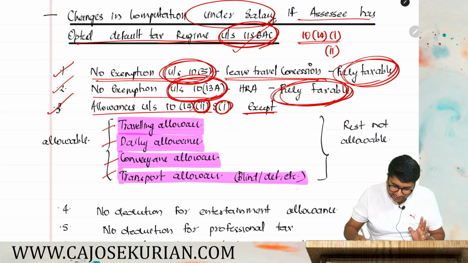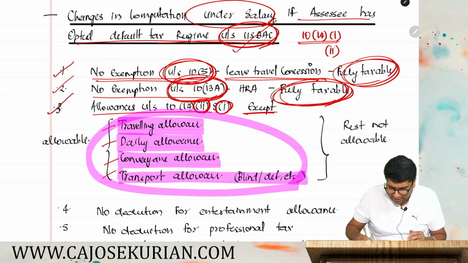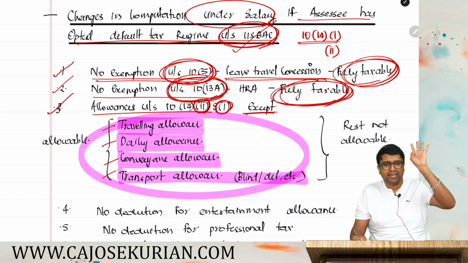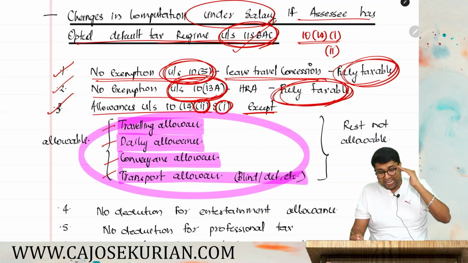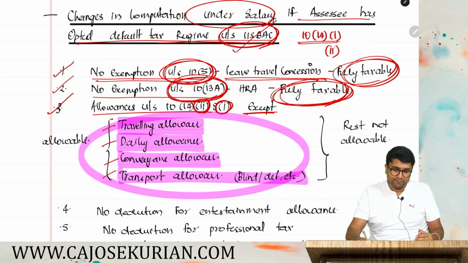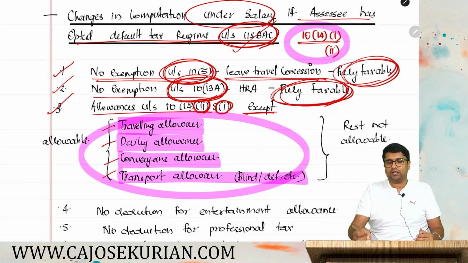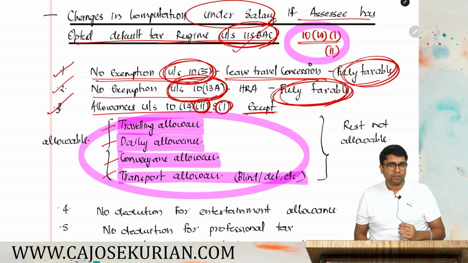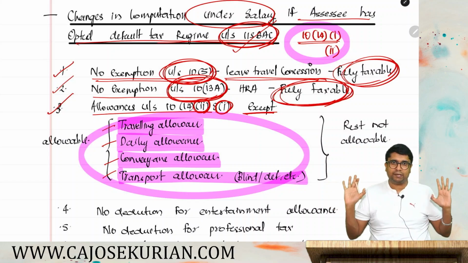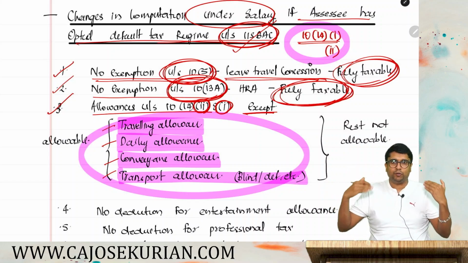So what is the speciality? These 4 can be claimed even if the assessee has opted for 115 BAC. You can claim exemption for these 4 even if the assessee has opted for 115 BAC. Except these 4, the assessee cannot claim any other exemptions mentioned under 10 subsection 14, clause number 1 as well as clause number 2. This is what the department says. So difference number 3 is pretty simple. These 4 in both regimes you can claim. Either 115 BAC or old slab you can claim.